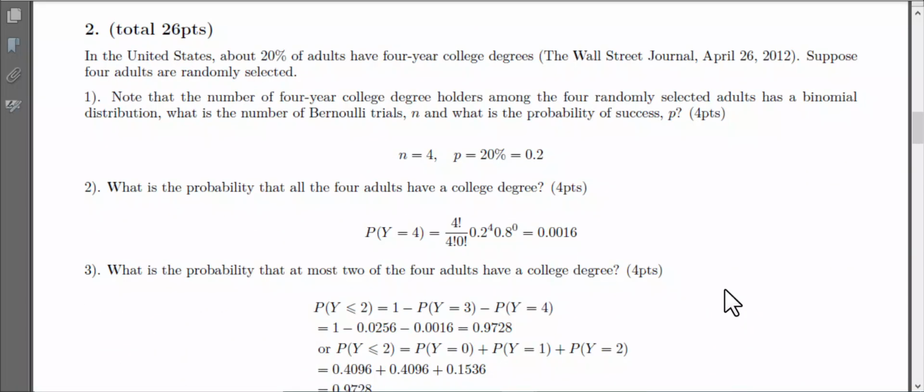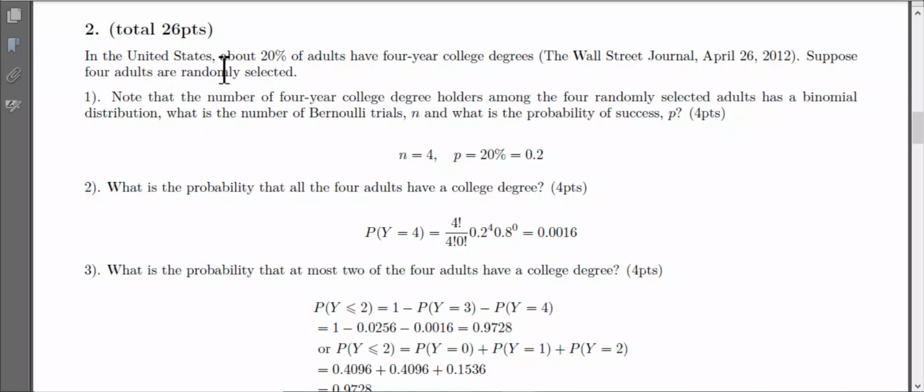Alright, question number 2. Question number 2 is about a binomial distribution. For this binomial distribution, we need to figure out what is the n, the number of the Bernoulli trials. What is little p? Little p is the probability of success. So in this case, suppose 4 adults are randomly selected, right?